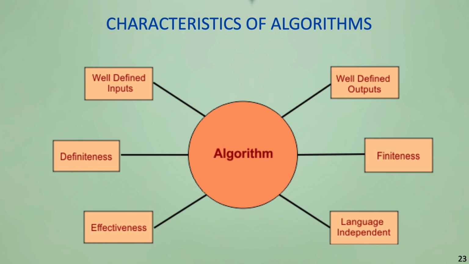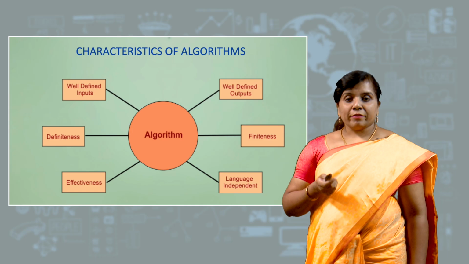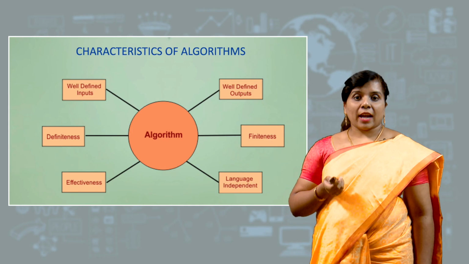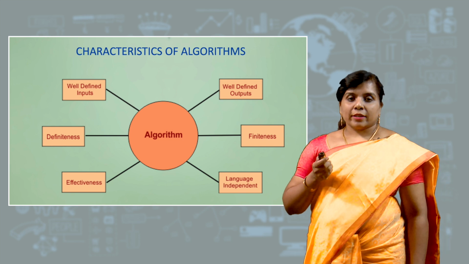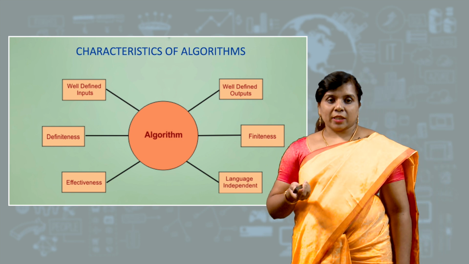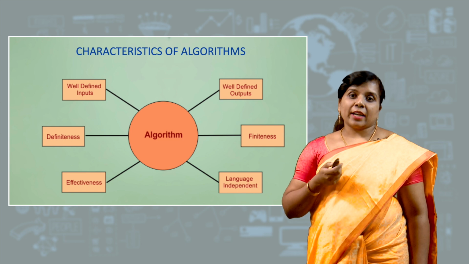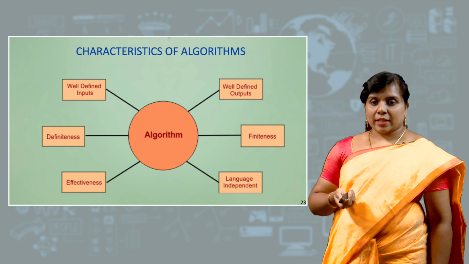Apart from that, an algorithm is supposed to have certain other characteristics like definiteness, finiteness, effectiveness and language independence. Definite in the sense that every step in that algorithm should be definite and unambiguous, and it should be easily interpretable and achievable, and only then will it be considered a valid step in an algorithm.